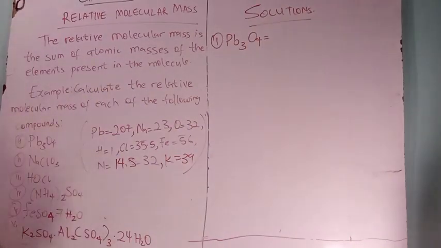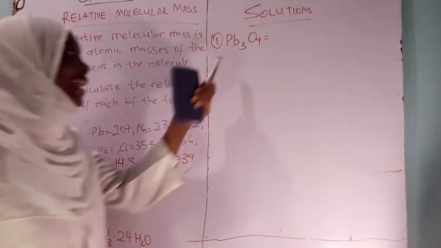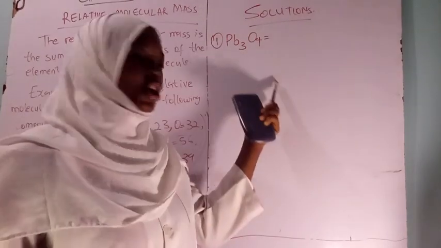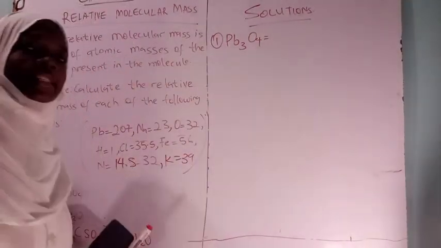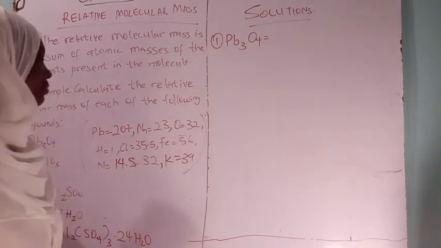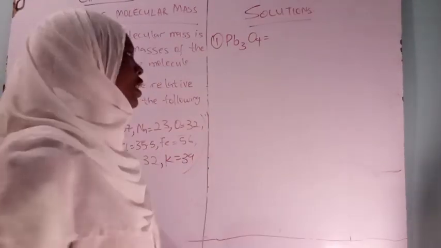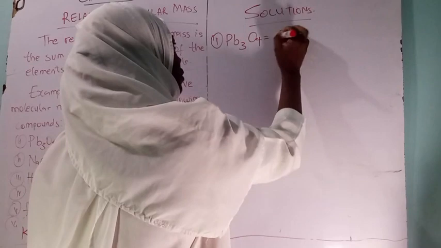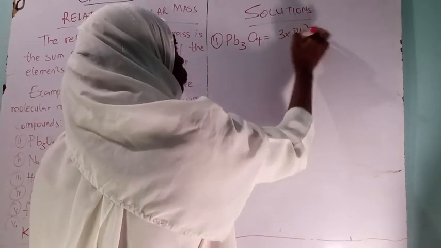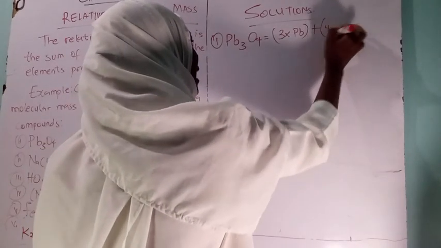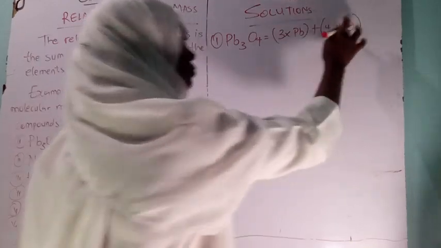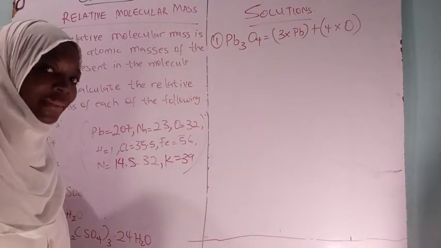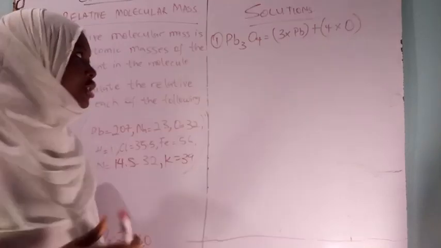From this compound, we have 3 atoms of lead, 4 atoms of oxygen. That gives us the lead tetraoxide. To calculate the relative molecular mass, that means we have 3 times lead plus 4 times oxygen. That's not 0, that is O as in oxygen.